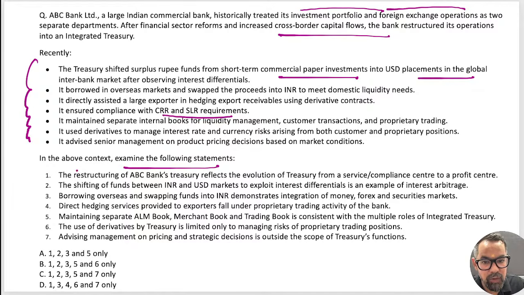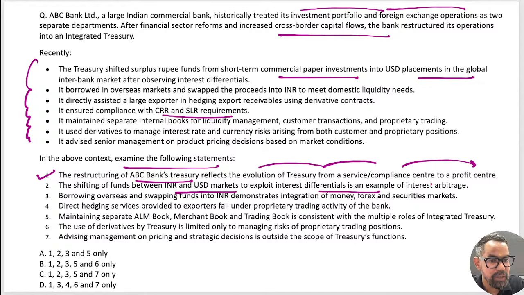So the first statement: the restructuring of ABC Bank reflects the evolution of Treasury from a service center to a profit center, which is 100% true here. Shifting funds between INR and USD markets to exploit the interest rate differential is an example of arbitrage. That is also true. Third statement: borrowing overseas and swapping funds into INR demonstrates the integration of money, forex, and securities. That is also true.